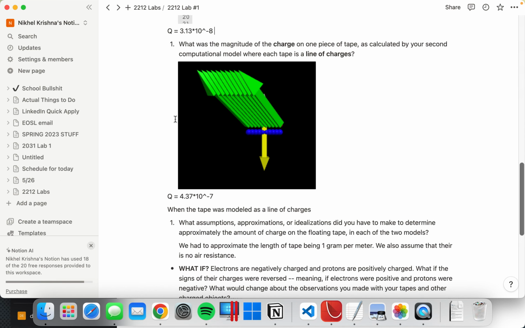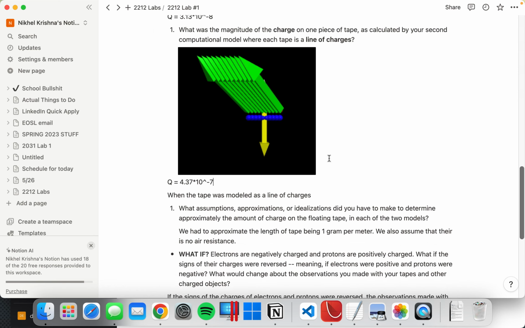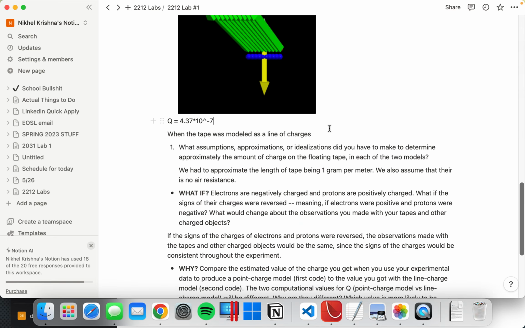So assuming the charge in one piece of tape is a model with a line of charges, we got a reasonable Q value, coulombs, but I'm not exactly sure how this diagram came up, but I guess it kind of worked out with the reasonable Coulomb value of 4.37 times 10 to the negative 7 coulombs. And this means that our model that shows the tape as a line of charges has a higher charge than assuming the tape's a point charge.